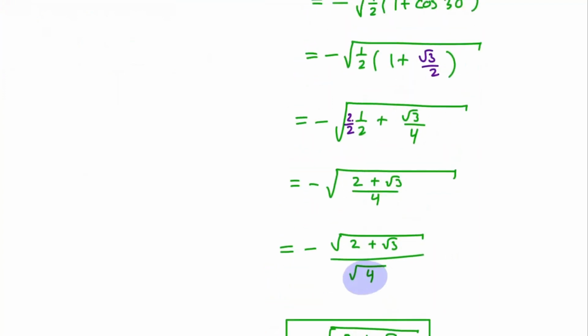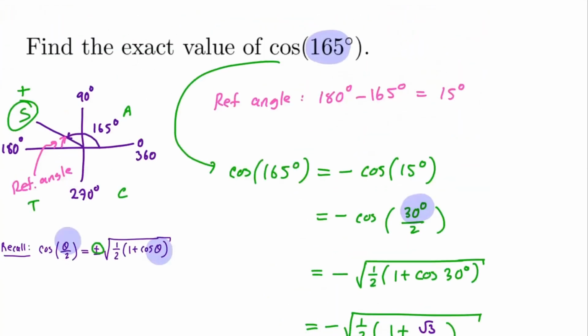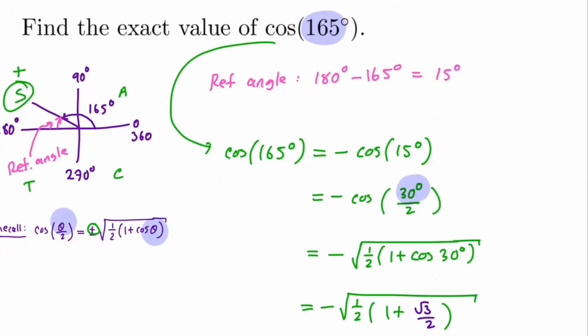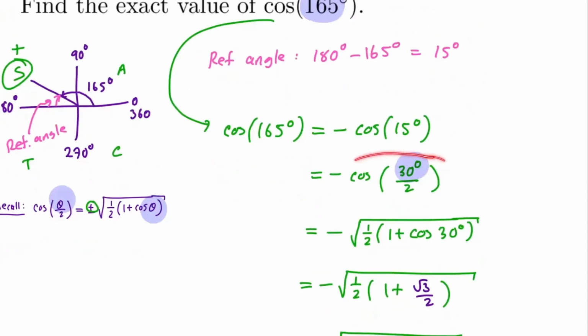Let's recap quickly. We first found the reference angle for 165 degrees. We know that's 15 degrees. So we replace cosine of 165 with cosine 15, but we do need to consider which quadrant 165 is in. That's where this negative came from, because it's in the second quadrant. Only sine or cosecant are positive. And then we rewrite 15 degrees as 30 over 2 because we want to use the half angle formula.